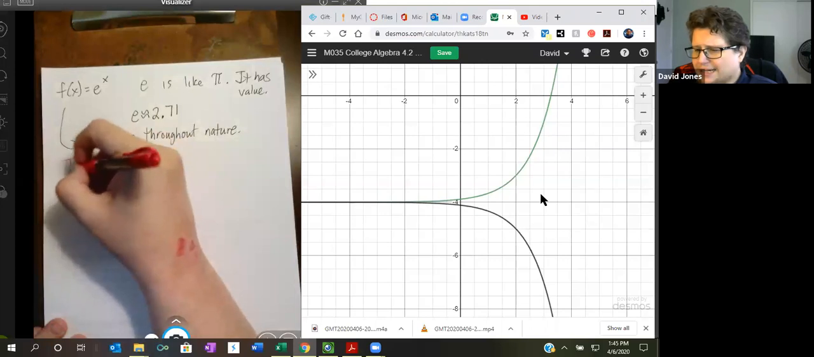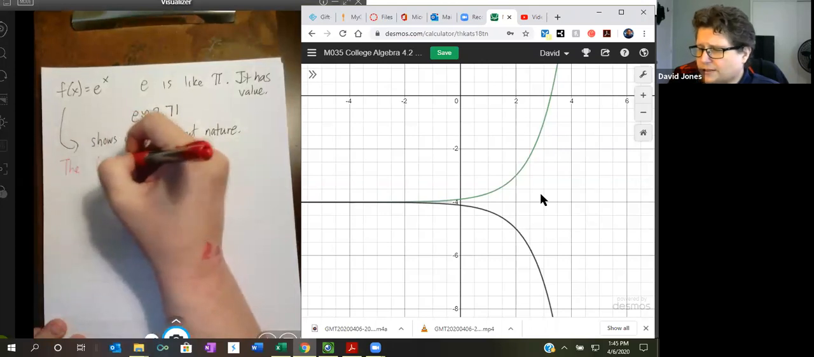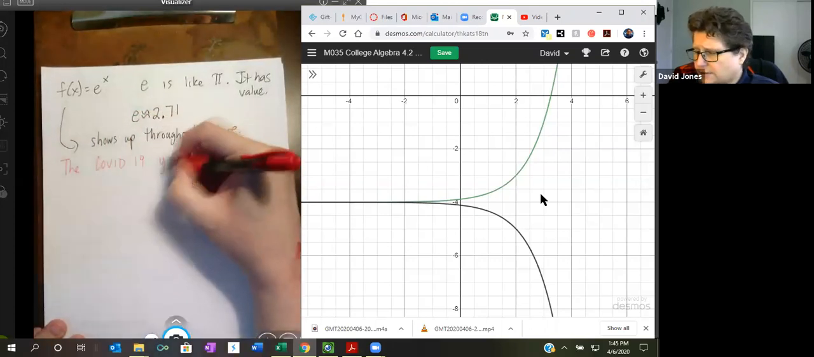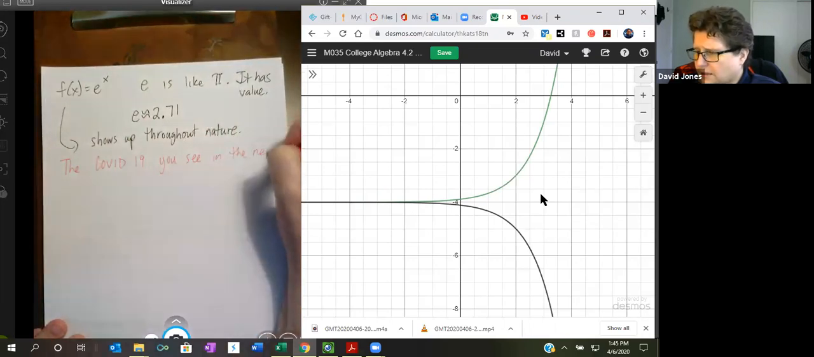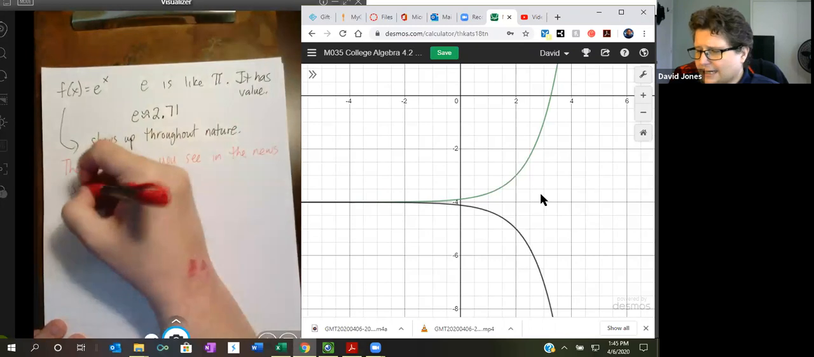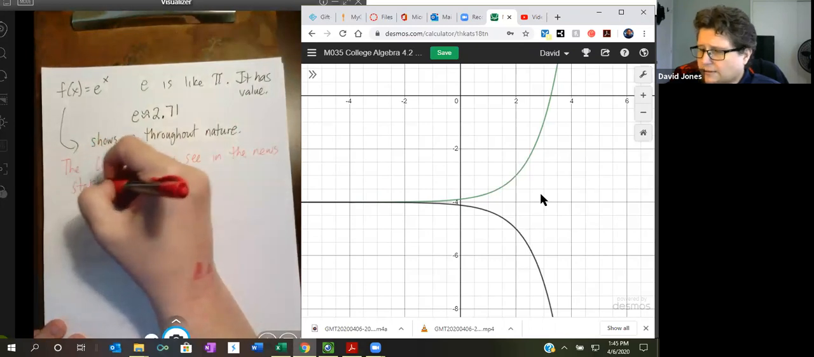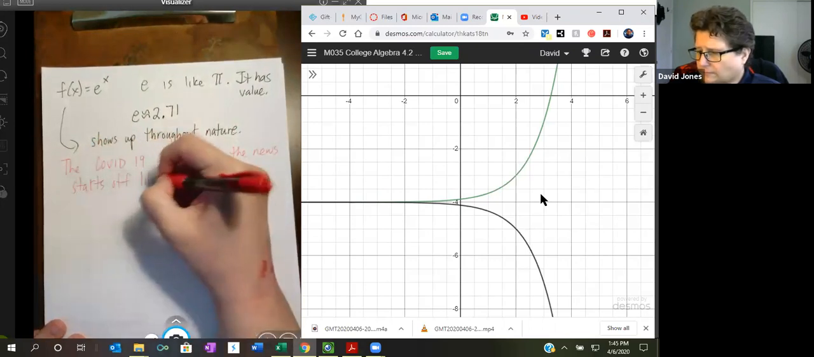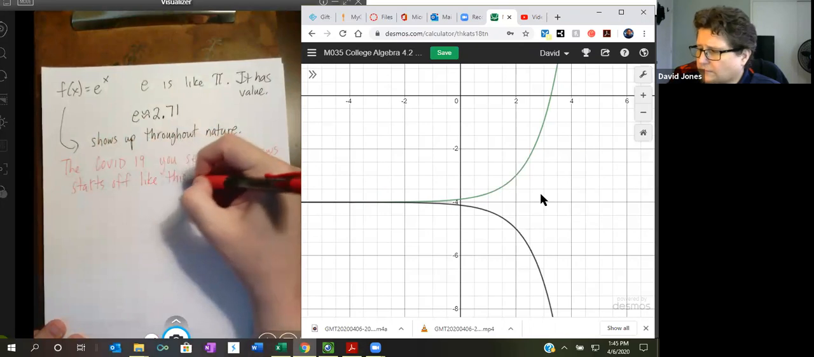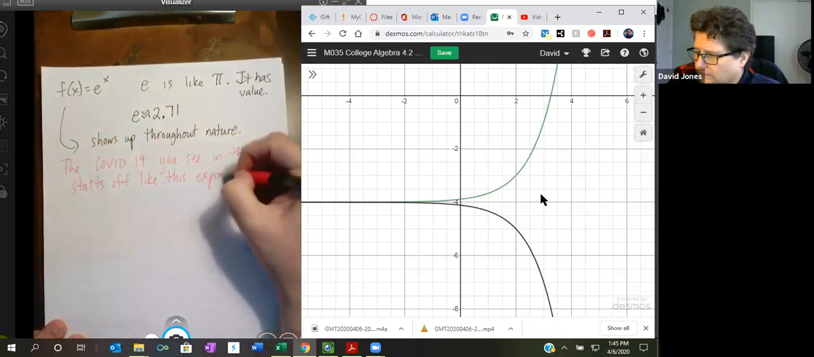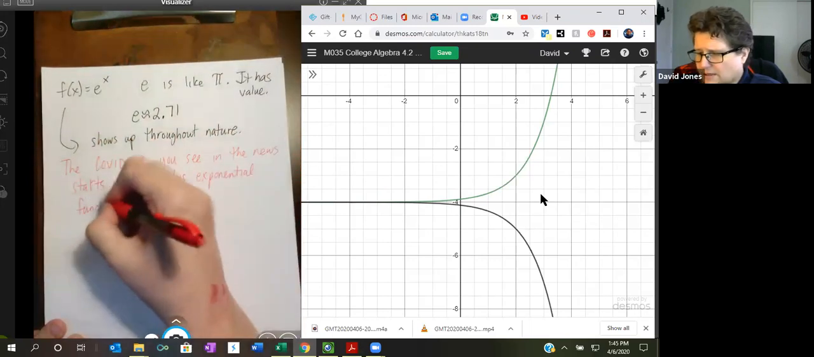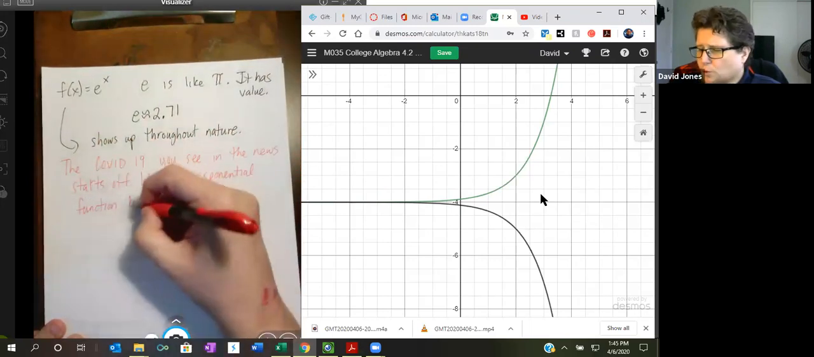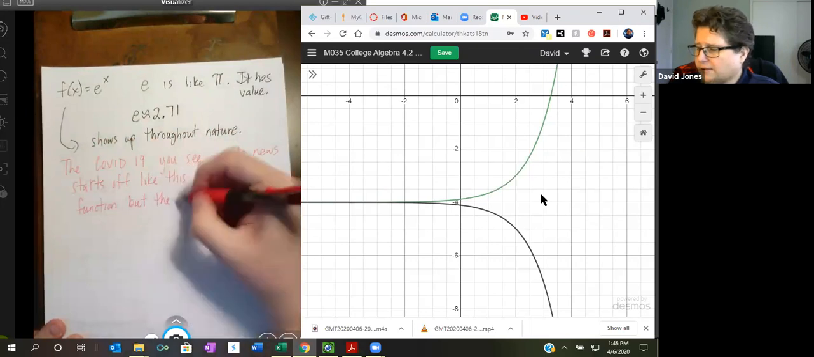The COVID-19 graph you're seeing in the news starts off like this exponential function. But there's more to it that limits the growth.